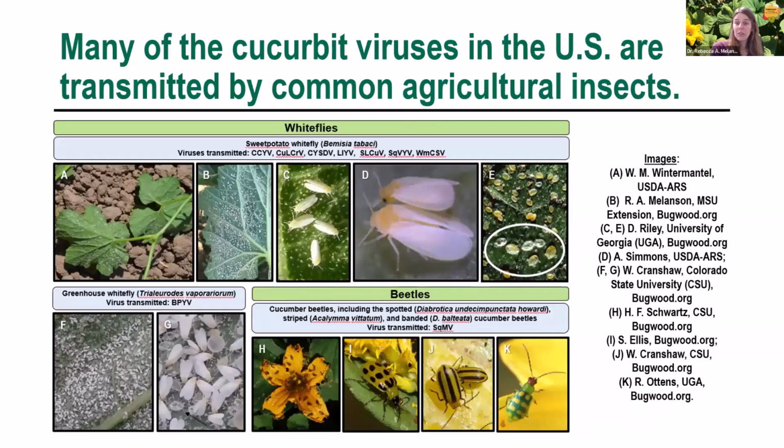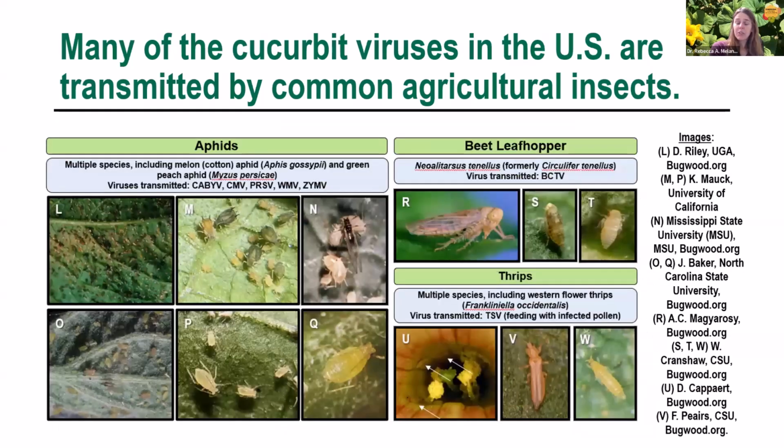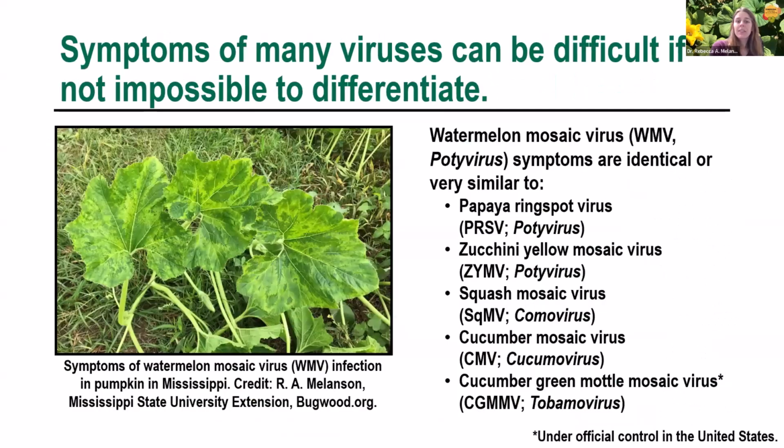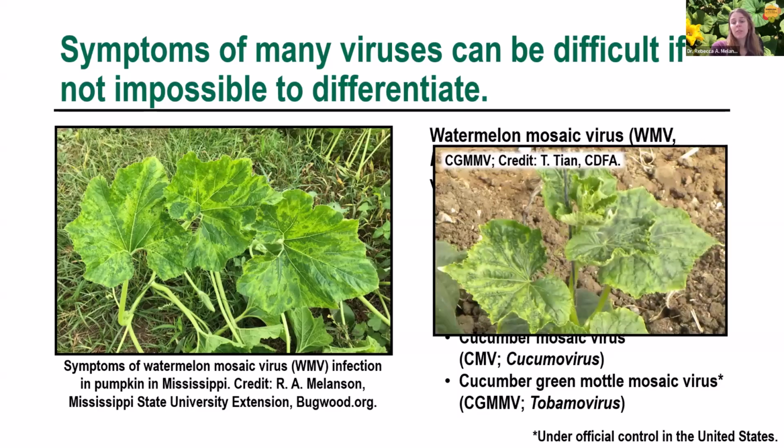A few things that you should keep in mind. Many of the cucurbit viruses in the US are transmitted by common agricultural insects that you see here. This is another publication on our website. Symptoms of many viruses can be difficult, if not impossible, to differentiate. For example, the picture you see on the screen is a pumpkin plant infected with watermelon mosaic virus. Those symptoms are identical or very similar to a number of other viruses, including papaya ring spot virus, zucchini yellow mosaic virus, squash mosaic virus, cucumber mosaic virus, and cucumber green mottle mosaic virus, which again is currently under official control in the US.